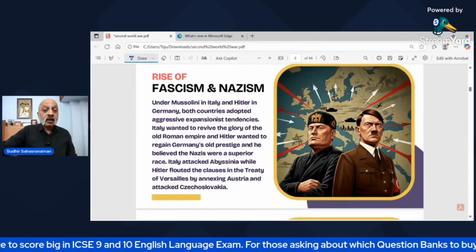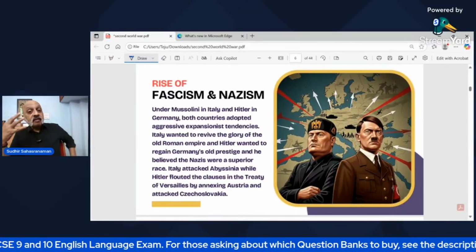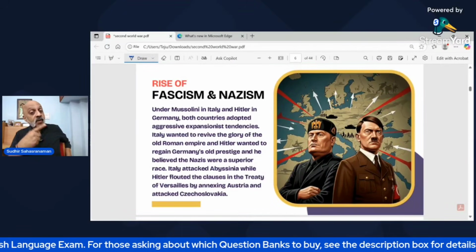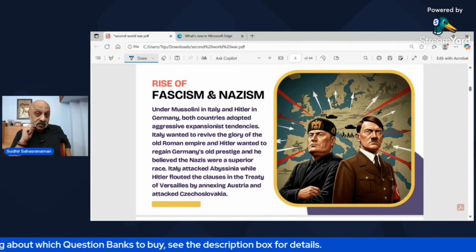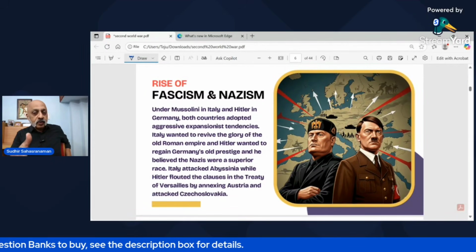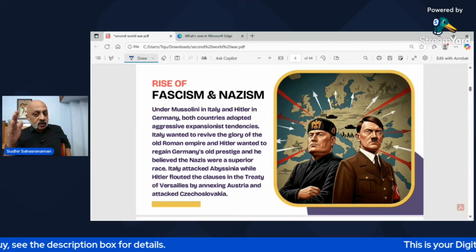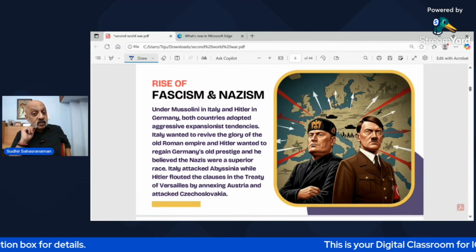Then the third major reason was the rise of fascism and Nazism, about which we have read in great detail in the Rise of Dictatorships chapter. These two persons, Benito Mussolini of Italy and Adolf Hitler of Germany.